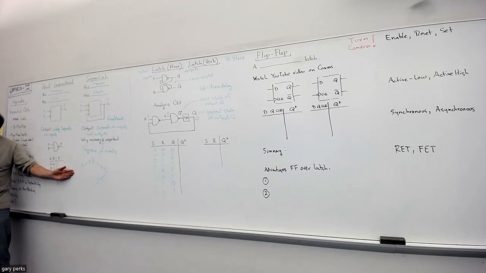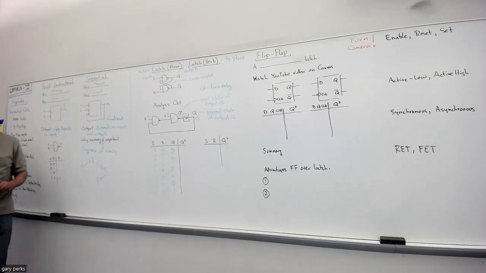So if one input to a NAND gate is a 0, I don't have to know what the other input is. The output's going to be a 1. Okay? And you see, that can help us.